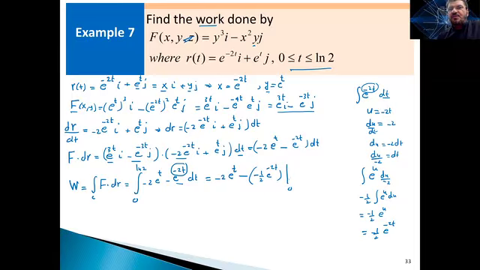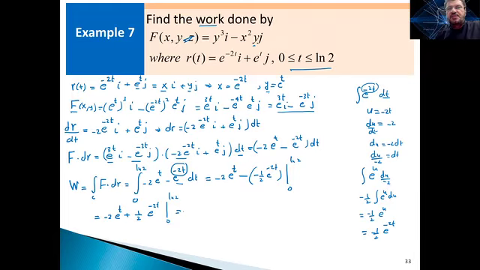And this is all from 0 to ln 2, guys, which is equal, actually, minus 2 e to the t. Minus with minus is plus 1/2 e to the minus 2t. Now from 0 to ln 2. Now what do we do, guys?